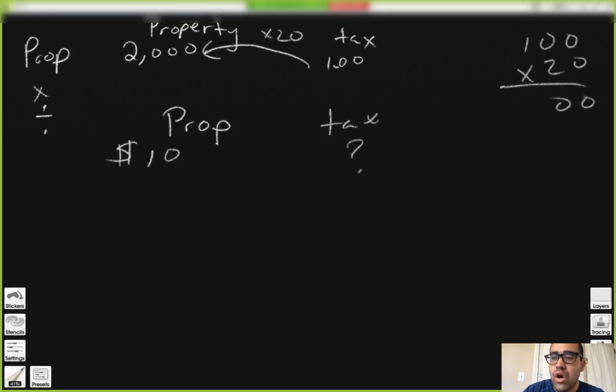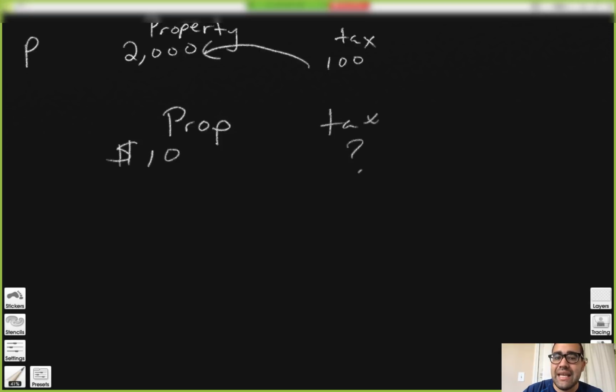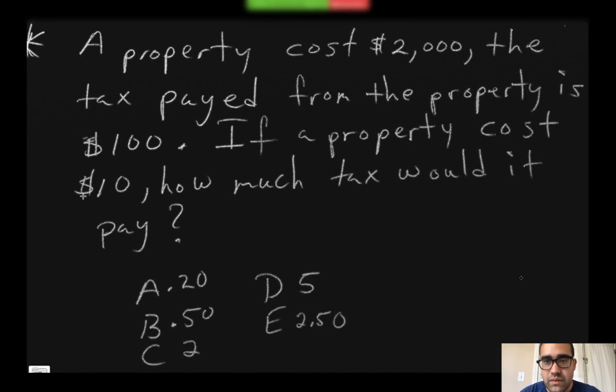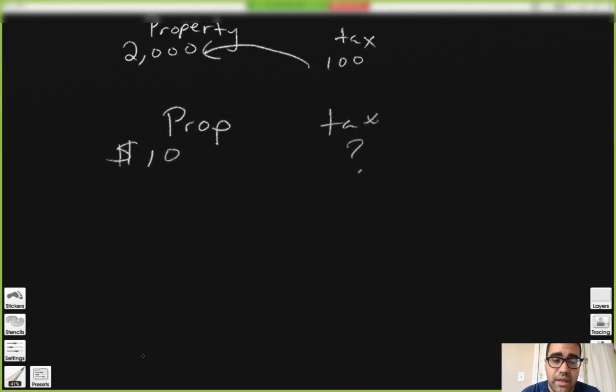Even if you don't know how to do this, by logic, if you read: 2,000 cost 100 of tax. So how much is going to be for 10? Very small. Has to be one of these. Por lógica, by logic. But anyways, you can compare.